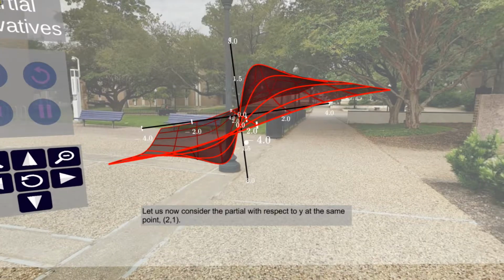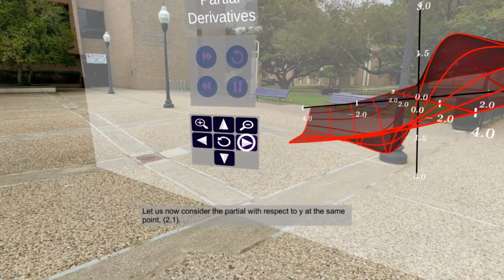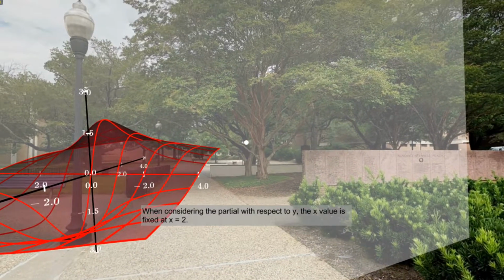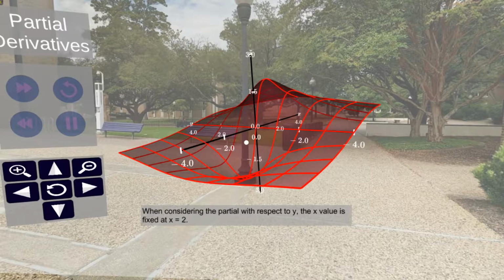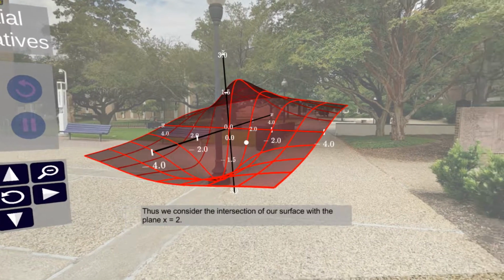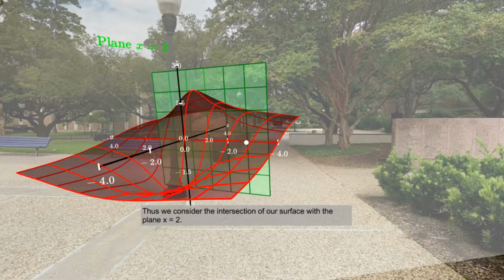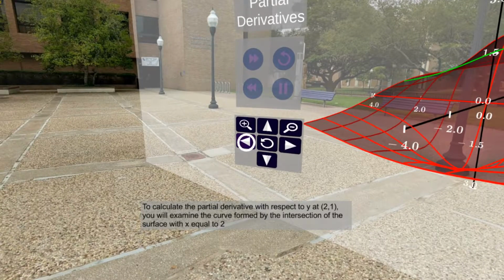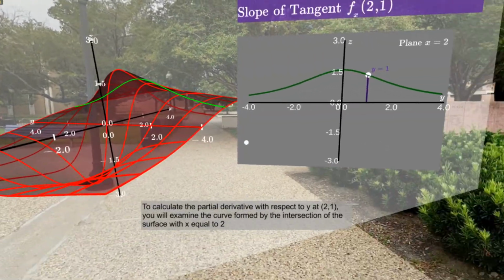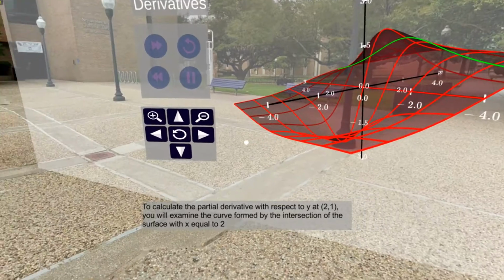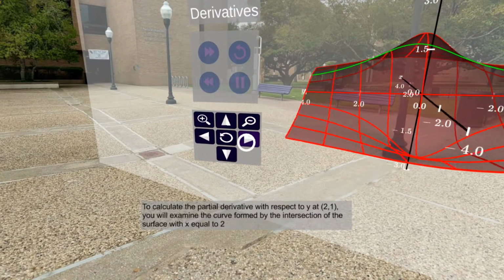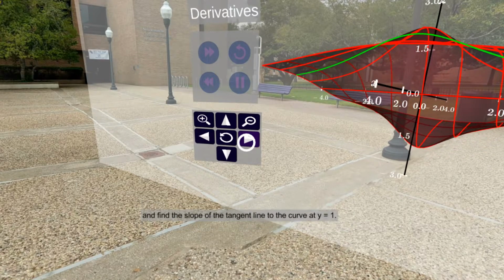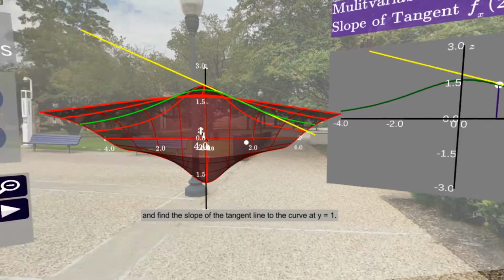Let us now consider the partial with respect to y at the same point, 2, 1. When considering the partial with respect to y, the x value is fixed at x equals 2. Thus, we consider the intersection of our surface with the plane x equals 2. This creates a different path, which is displayed on the right-hand panel. To calculate the partial derivative with respect to y at 2, 1, you will examine the curve formed by the intersection of the surface with x equals 2, and find the slope of the tangent line to the curve at y equals 1.